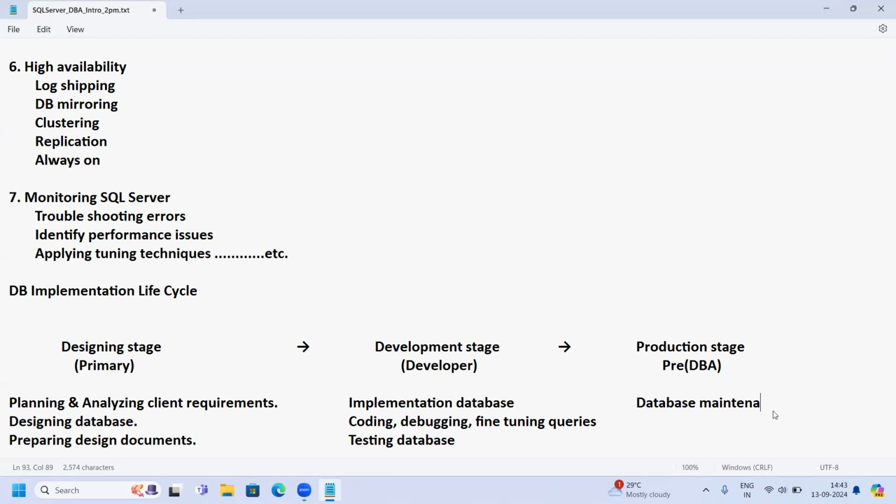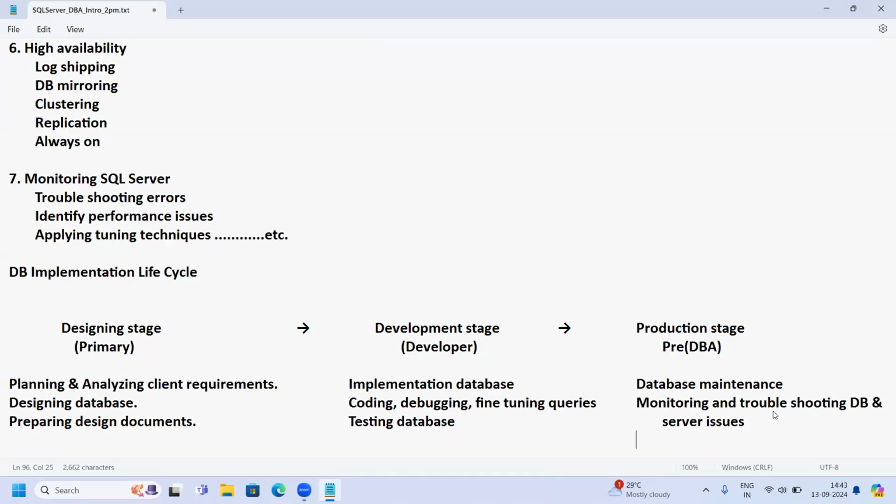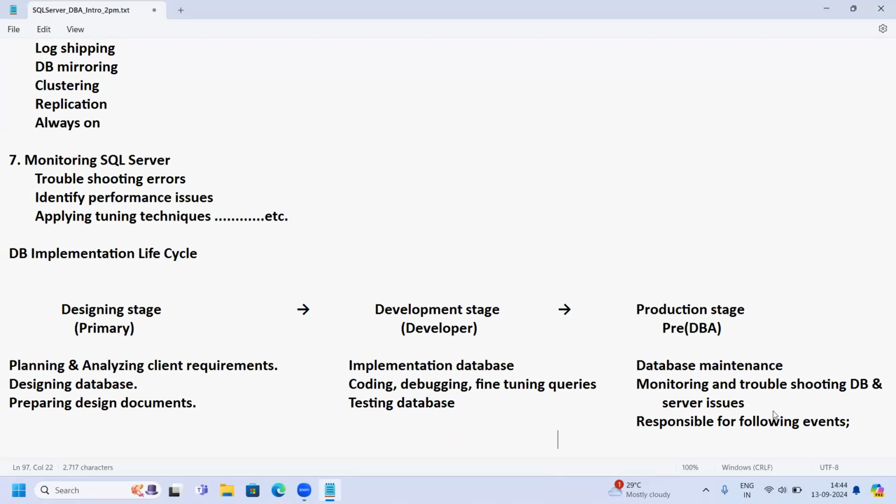Database maintenance, one point. Second, monitoring and troubleshooting. Both, please, both DB and server issues. Both monitoring and troubleshooting, both issues. And you're even responsible for some special events. What are they? You are responsible for the following events. What events does it include?